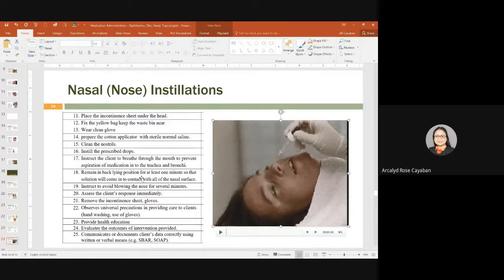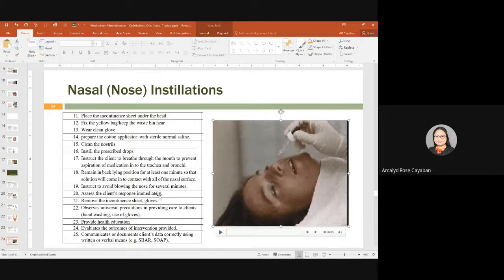Once you have given the medication, we ask the client to please remain in the backline position or supine position for at least 1 minute. Why? So that the solution will come into contact with all of the nasal surface. After giving the nasal medication, instruct also the patient to avoid blowing the nose several times.